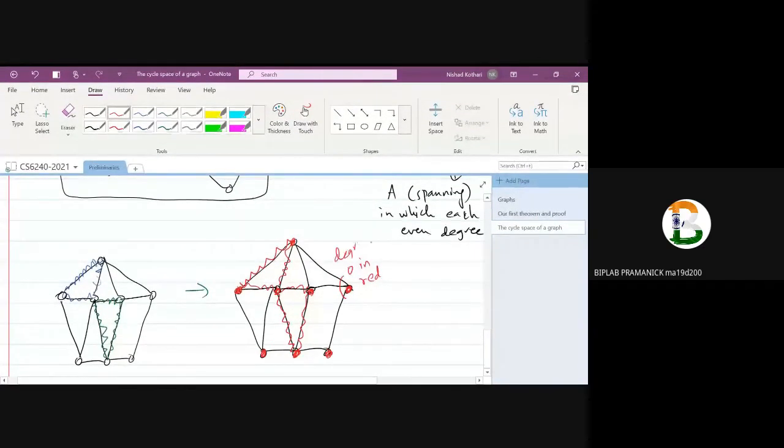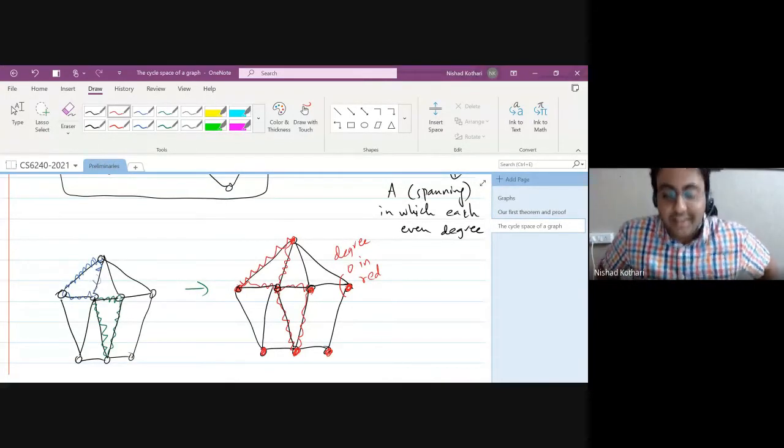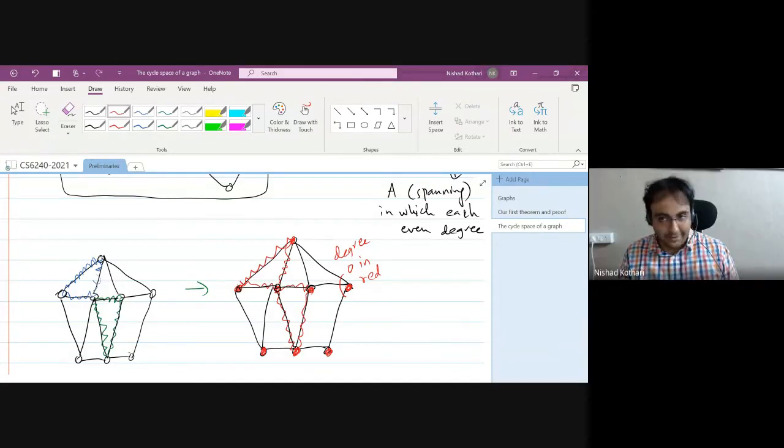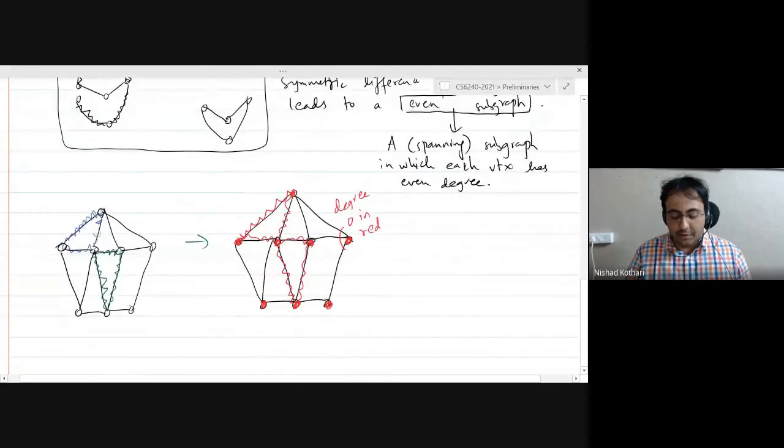But sir, in spanning, that must be connected. No, spanning does not require connected. Spanning just requires the vertex sets to be the same. A spanning tree must be connected, because trees are connected. Okay, thanks. Those are all very good points. So spanning does not require connectedness. It just means that the vertex set is the same. In some sense, spanning means that you don't want to deal with the vertices. You are just interested in the edges of the graph, right?